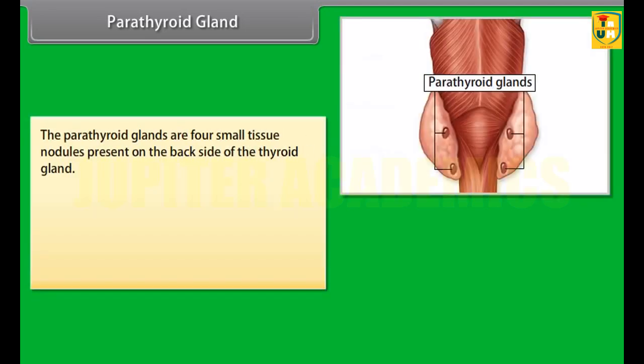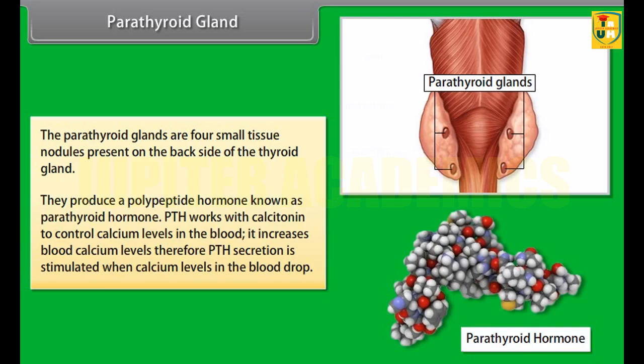Parathyroid gland. The parathyroid glands are 4 small tissue nodules present on the backside of the thyroid gland. They produce a polypeptide hormone known as parathyroid hormone. PTH works with calcitonin to control calcium levels in the blood. It increases blood calcium level. Therefore, PTH secretion is stimulated when calcium levels in the blood drop.